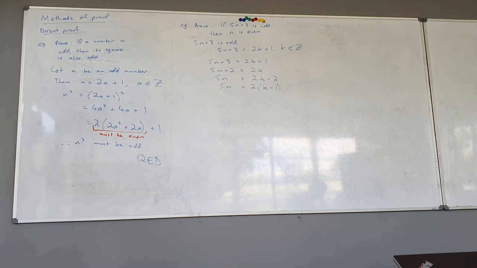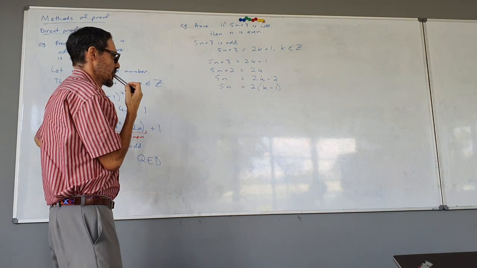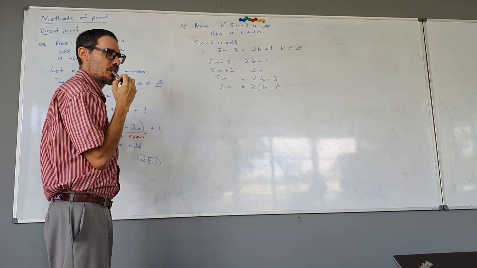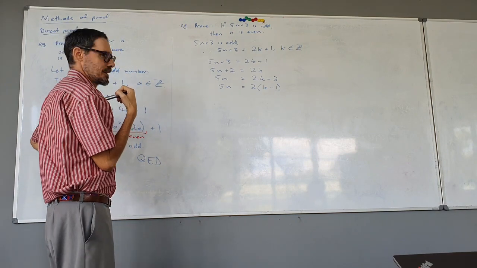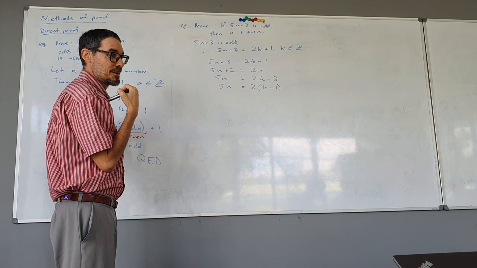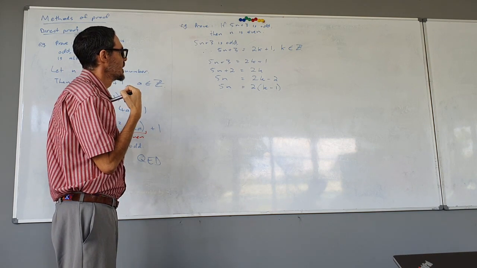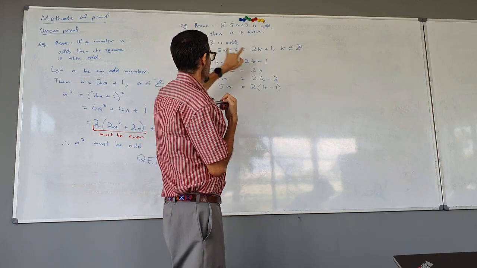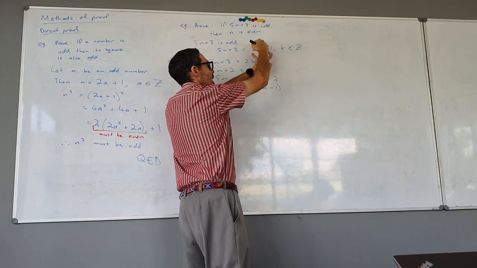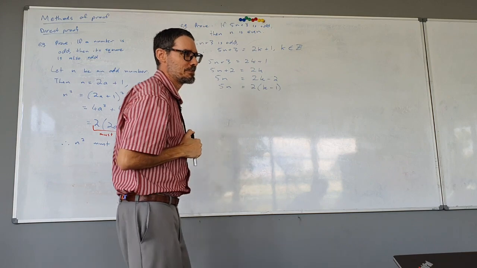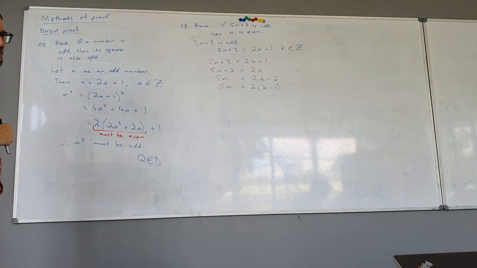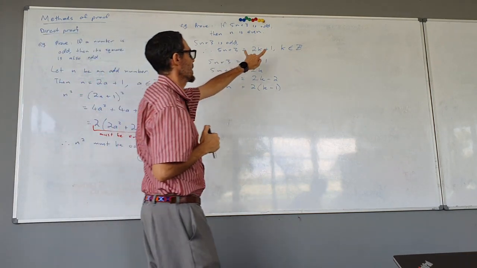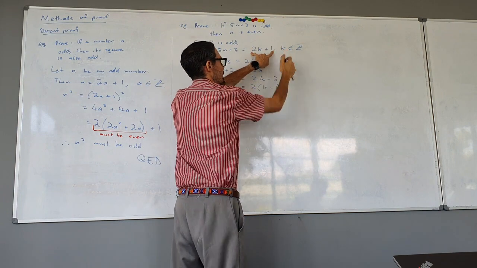I reckon I can convince you once I've got to that point. How did you get the 2k plus 1? This is odd. I'm assuming it's odd. If it's odd, then it's equal to some even number plus 1. Must be. Every odd number can be written like this, with k being some integer.